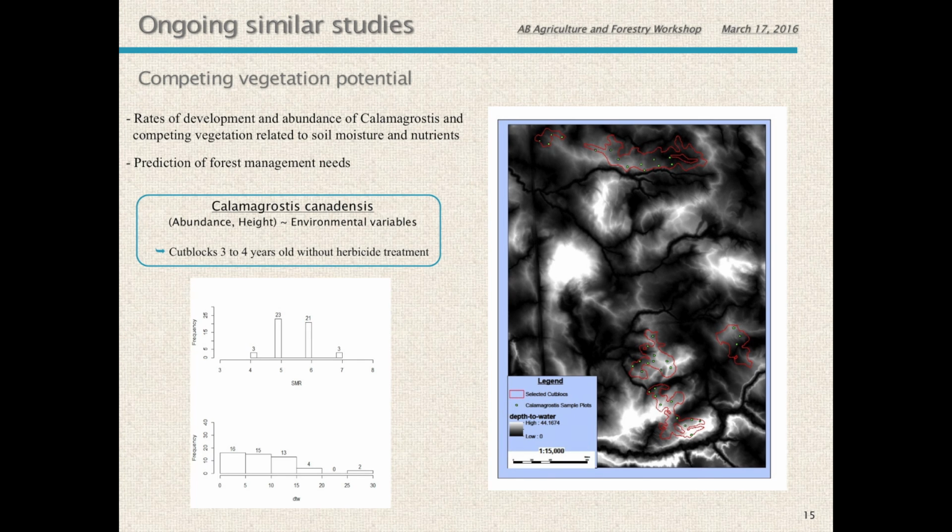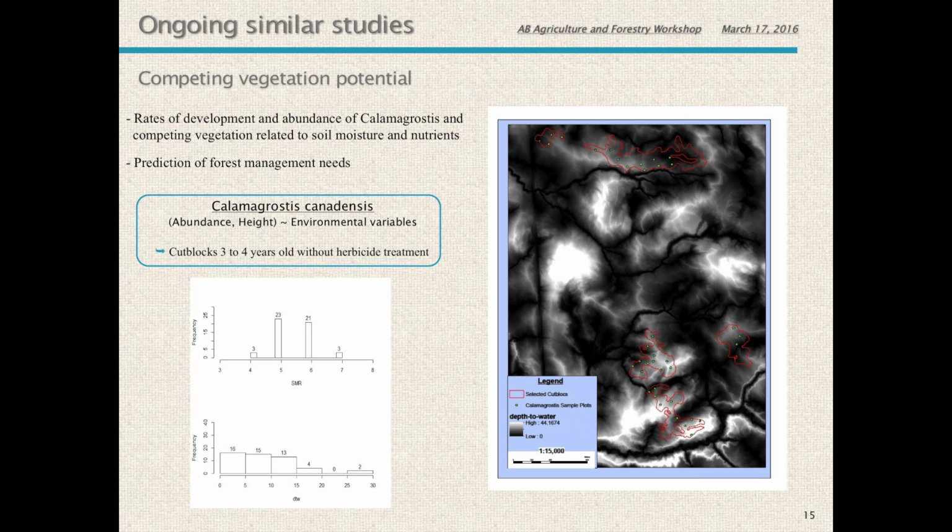Now I would like to say just a few words about some similar studies. In our research group, several studies have been conducted using depth to water or other remotely sensed variables. This is one of them, still ongoing, so not too many results yet. It is a study about predicting competing vegetation potential, with the same idea of using environmental variables to predict abundance and height of calamagrostis and competing vegetation potential, and the purpose is to predict forest management and silvicultural needs.